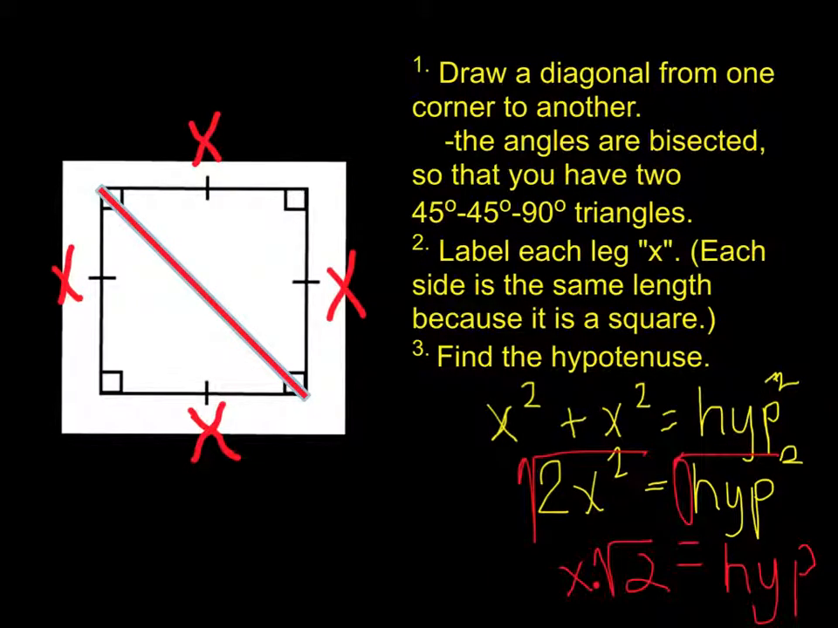Let's start by looking at a square. What I need you to do is first draw a diagonal from one corner to another. When you do this, the angles are bisected so that you have two 45-45-90 triangles. Here's one of them, and here's the other.